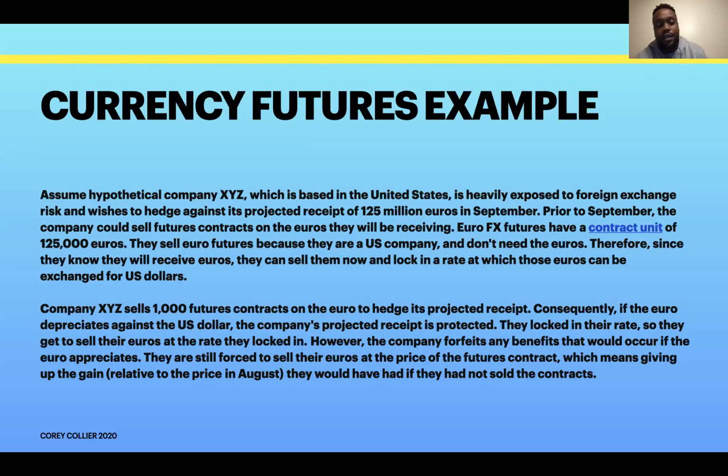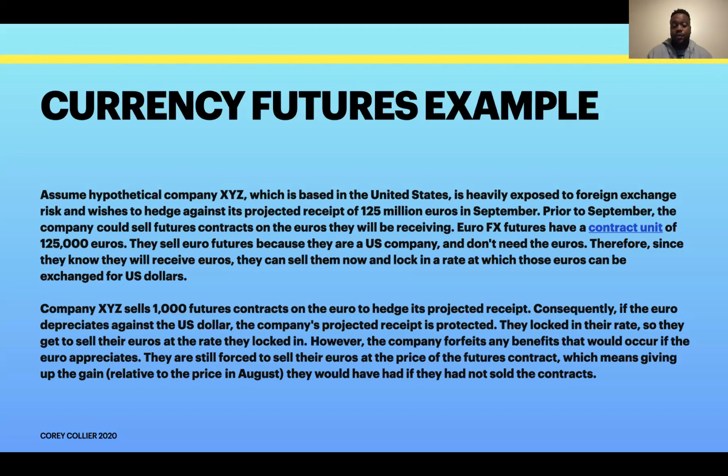Let's assume that hypothetical company XYZ, which is based here in the United States, is heavily exposed to the foreign exchange market, to foreign exchange risk, and wishes to hedge against its projected receipt of 125 euros in September. Prior to September, the company could sell futures contracts on the euros they will be receiving. The Euro FX futures have a contract unit of 125,000 euros. When they sell those Euro futures, because they are a United States company, we don't need the euros, we need dollars.